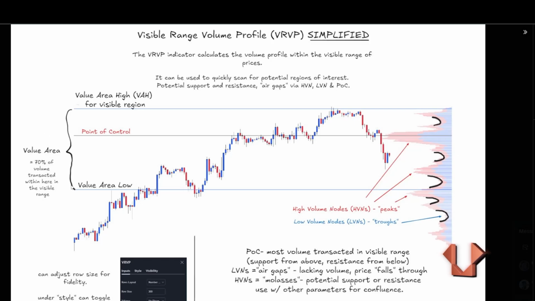The value area is essentially just one standard deviation of the volume that's being transacted in this visible range. So one standard deviation, if you're being technical, is 68.2%. We can round that up to 70%. The value area high and the value area low are the two levels that are bracketing this area. And the point of control is just the most amount of volume being transacted in that visible range. We'll go through some examples. The setup is fairly straightforward. It's not really rocket science, but we're definitely going to go through some examples so you can get a sense of how to set this up.